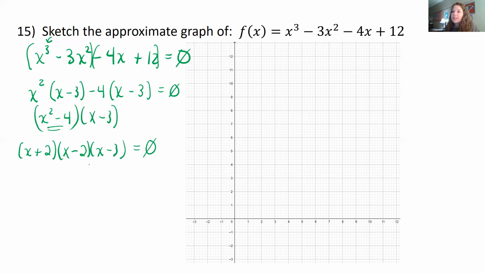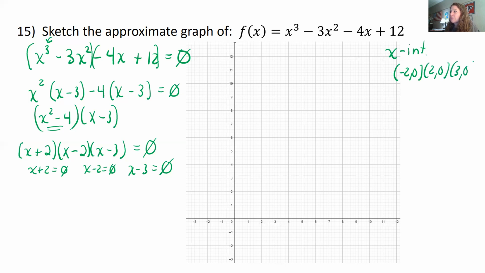So we have 3 different sets of parentheses to set equal to 0. So x plus 2 equals 0, x minus 2 equals 0, and x minus 3 is equal to 0. So our x-intercepts are negative 2, 0, positive 2, 0, and positive 3, 0. Because if we solve for x, we would add 3, and so on and so forth, right?